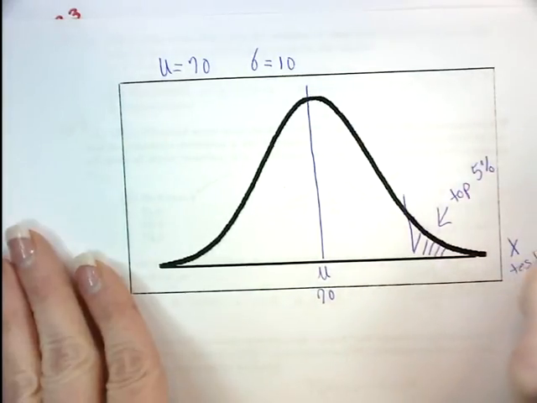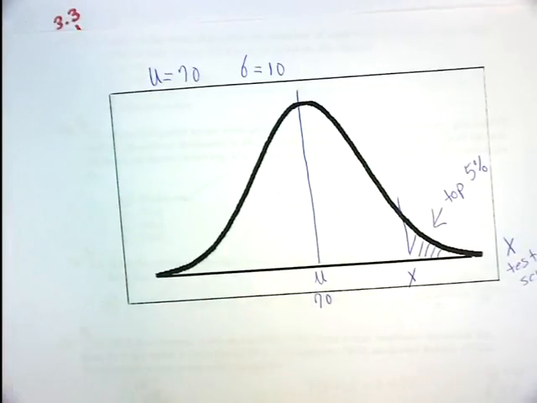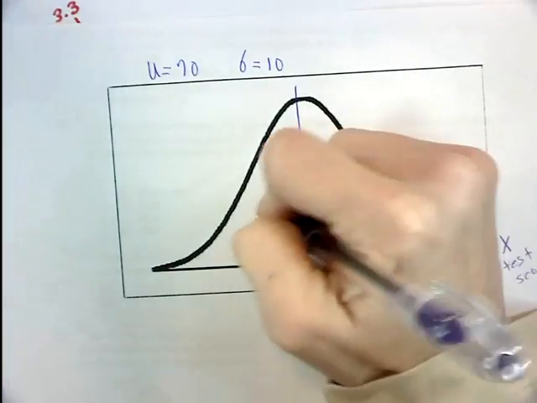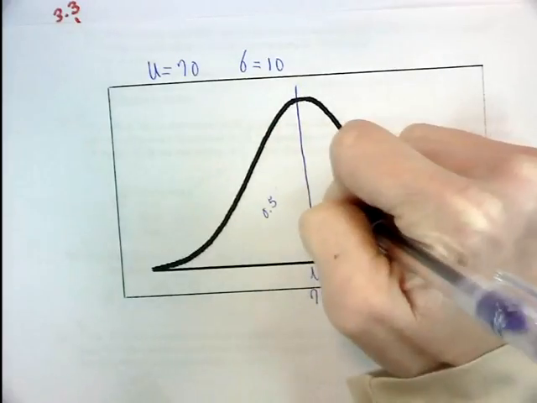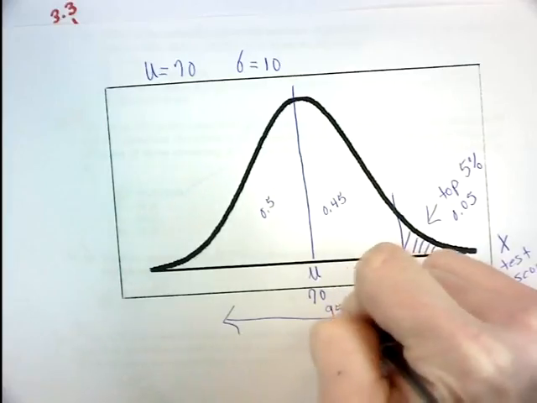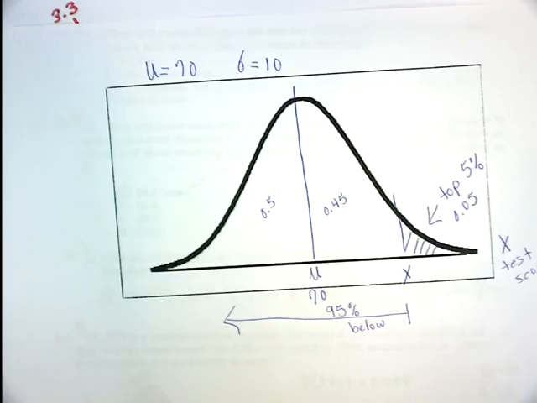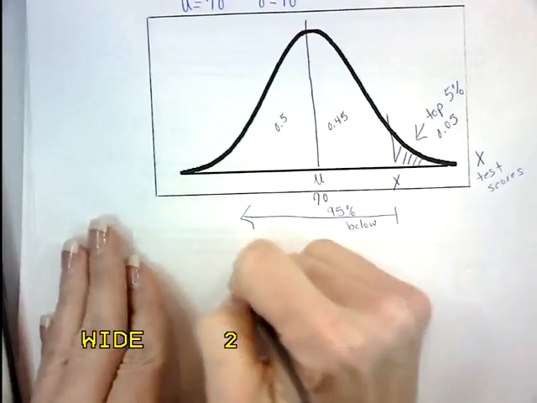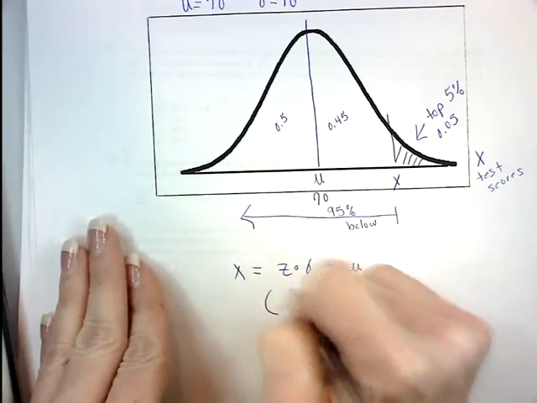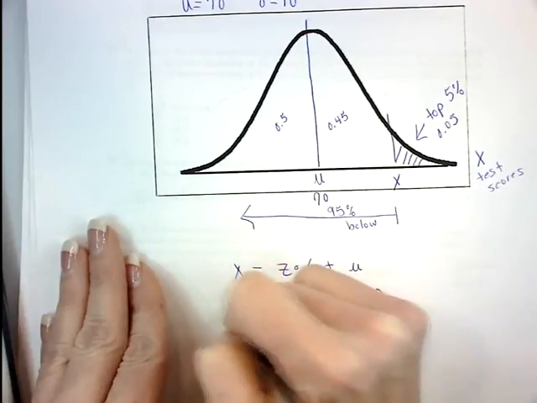X-axis is test scores. And I want to find this X here on the axis that denotes the top 5%, which is 0.05. And then that means that this is 0.5 and this is 0.45 because 95% of the area is below it if there's 5% above that unknown X. To do this one by hand, you have to use the cutoff formula. And so Z times 10 plus 70. This is kind of a tricky situation.